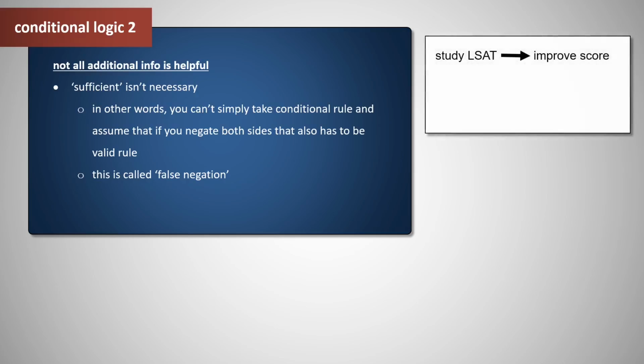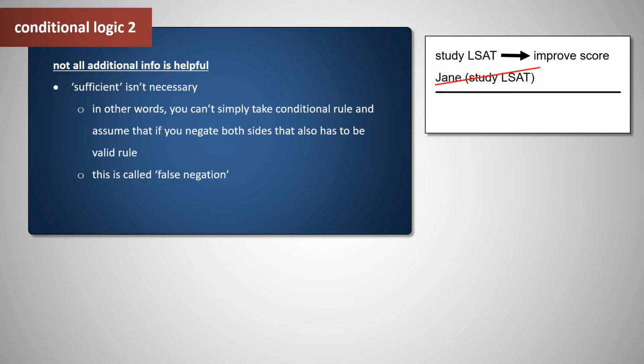Now, as I mentioned, the conditional rule we just went through, living in New York and living in the US, is fairly obvious. What tends to be a little tricky is when they give you these kinds of causal relationships. So that was a constitutive relation. They'll give you a causal relationship, something like if you study for the LSAT, you're going to improve your score. And then they say Jane didn't study for the LSAT.